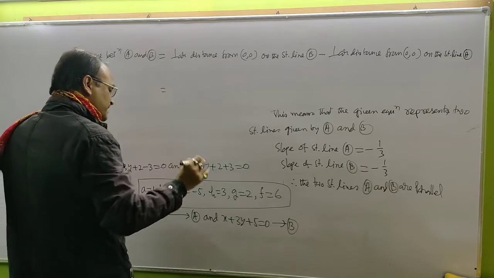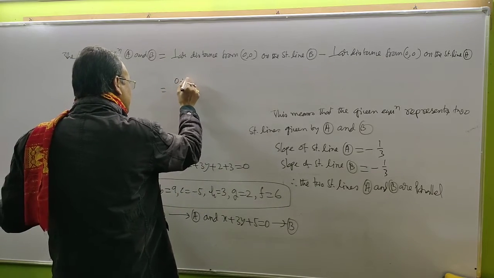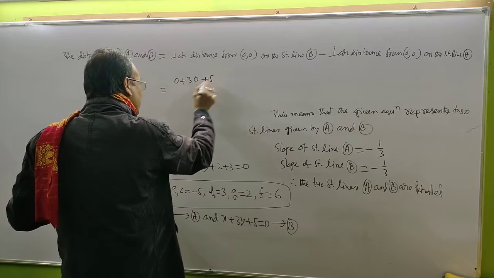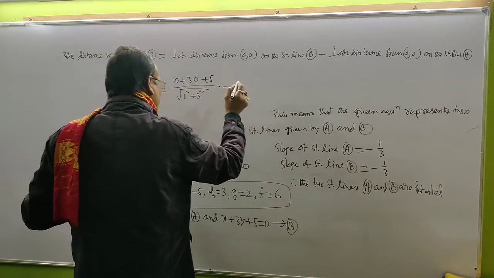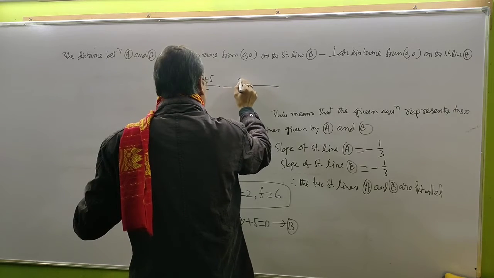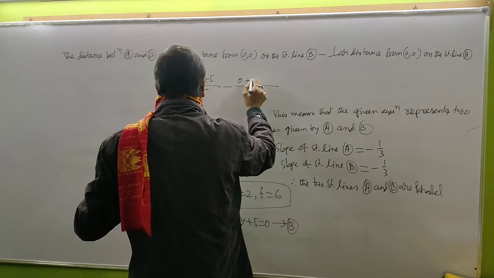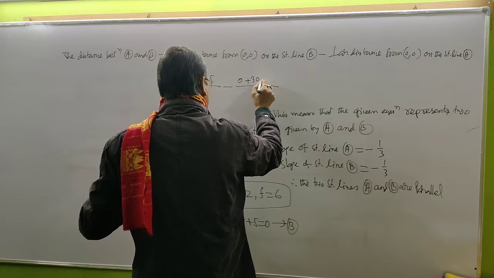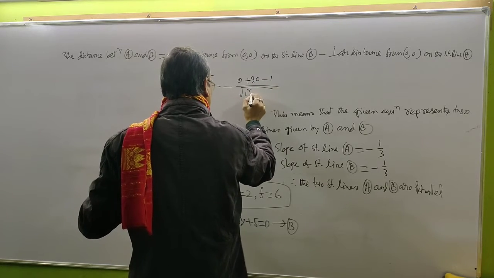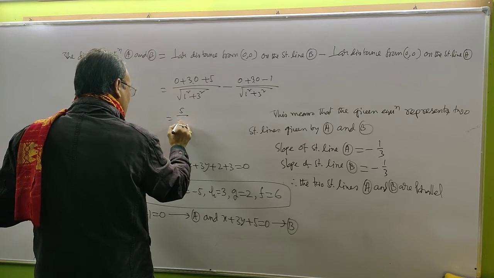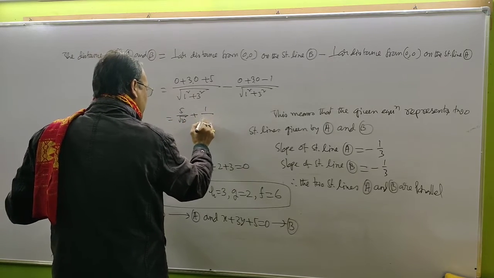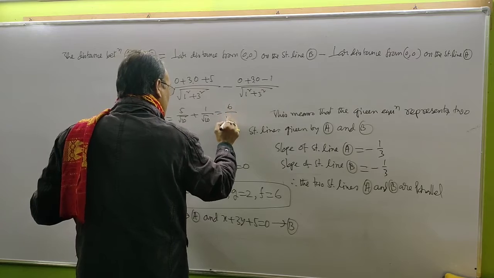What is the perpendicular distance? It is (0 plus 3 into 0 plus 5) divided by root of 1 square plus 3 square, minus (0 plus 3 into 0 minus 1) divided by root of 1 square plus 3 square. This is equal to 5 by root 10 plus 1 by root 10, which is equal to 6 by root 10.